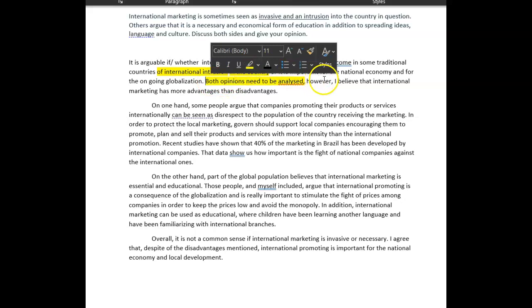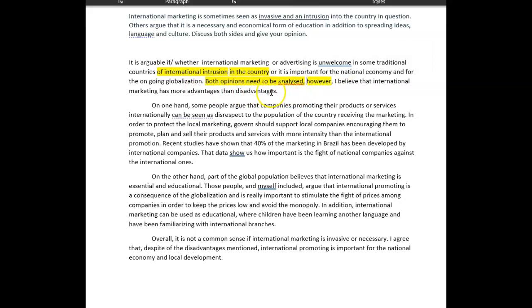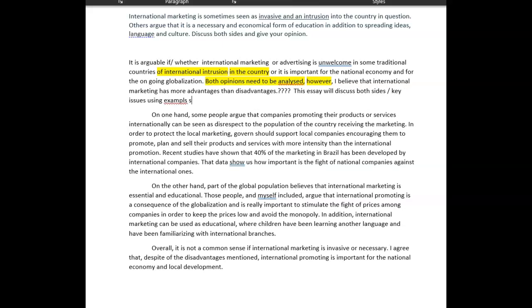Okay. Now, don't put that there. Put instead here. Here I want your opinion. I believe that. Okay. You can use this, but it's better to tell me what some of them are. Introduce your essay a little bit, because you could have this. This could be for any essay. So tell me more advantages such as blah blah blah than disadvantages. And so give me a little indication where you're going, and then this essay we'll discuss. And we cover this in the course, yeah, in a lot of detail, both sides or key issues, using examples from. And then you can go into where your examples are from.